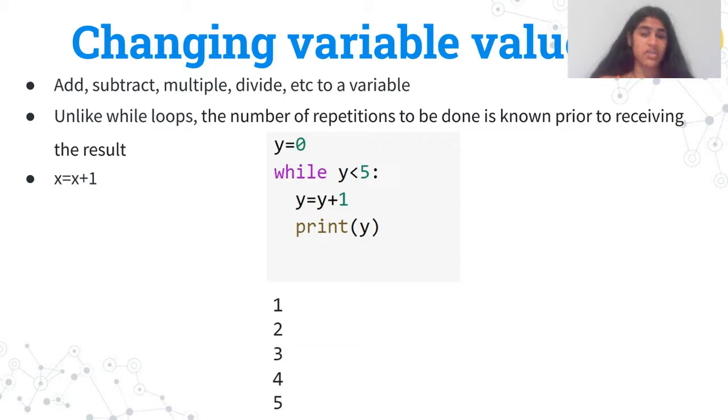So initially y is 0, 0 is less than 5, so y equals 0 plus 1. So now y equals 1, and it prints that. And it does that until it comes to 5. And then 5 is no longer less than 5, so it stops the program.